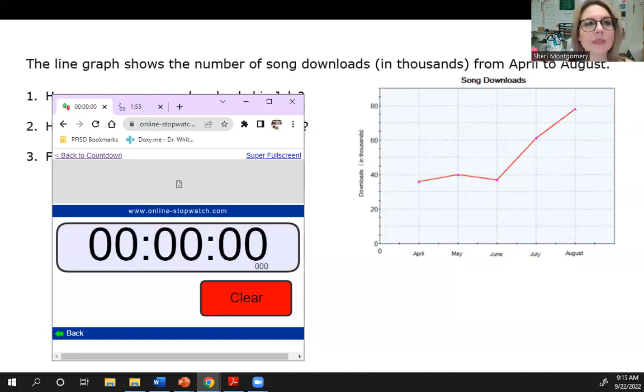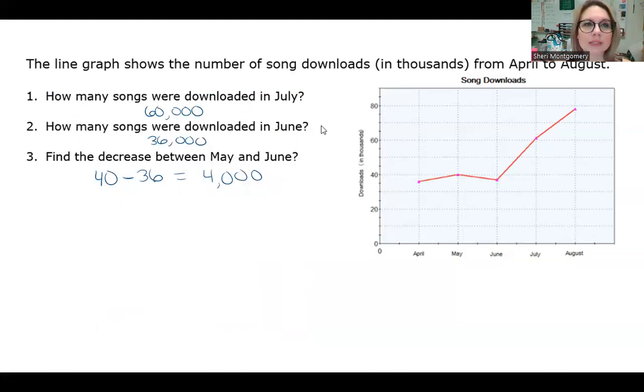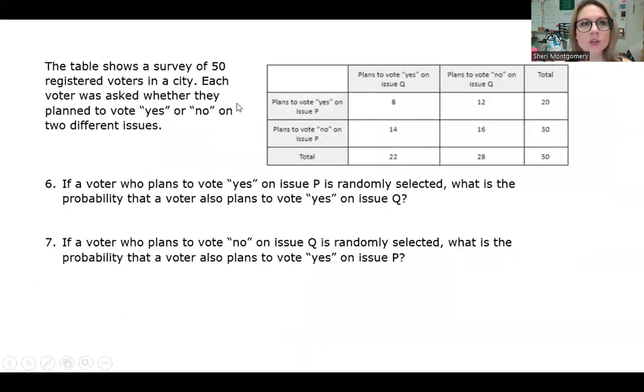All righty. The next thing that we're going to do is a two-way table. So with two-way tables, you can read them both ways. This one says the table shows a survey of 50 registered voters in a city. Each voter was asked whether they plan to vote yes or no on two different issues. So the way that you read it is two different ways.